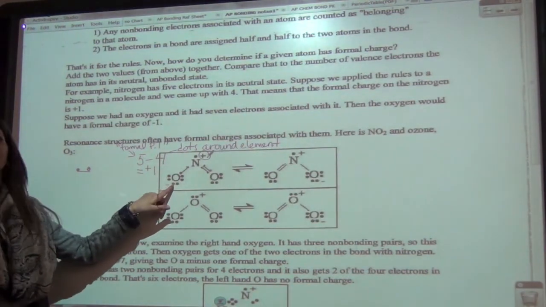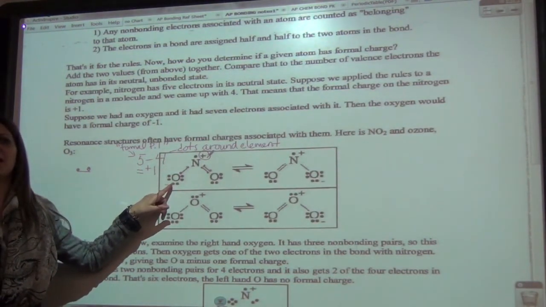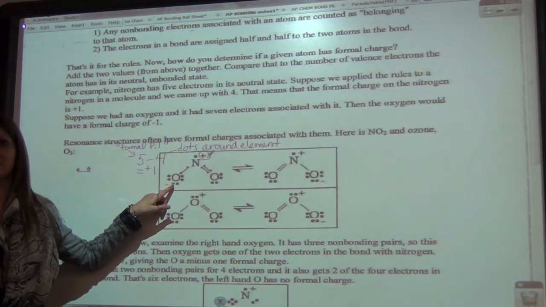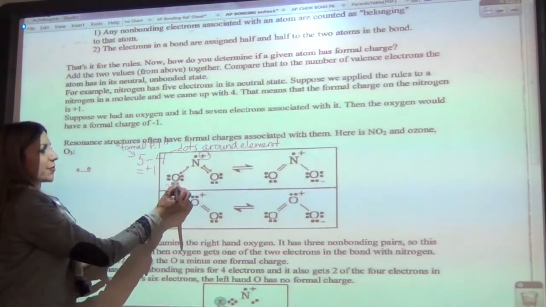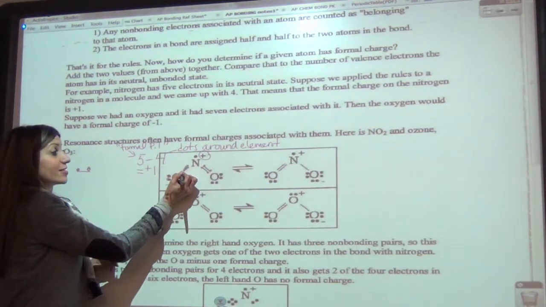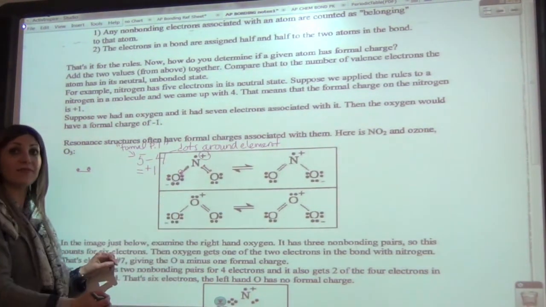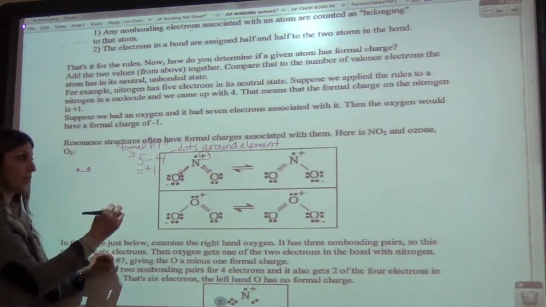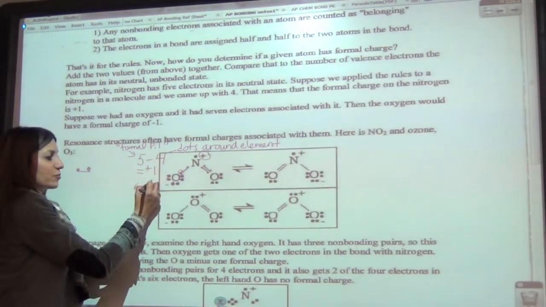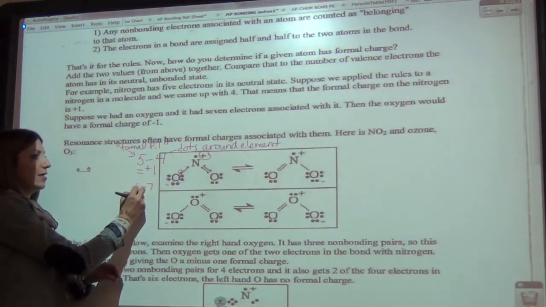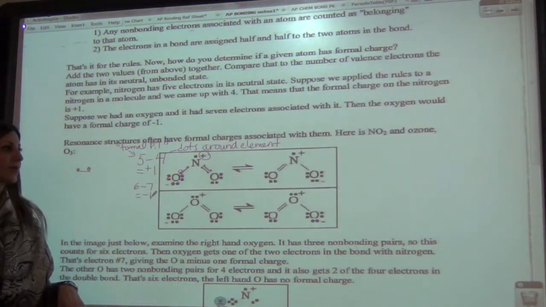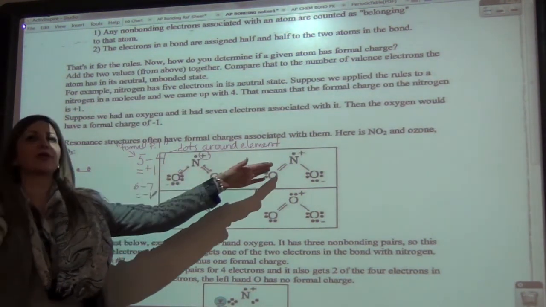Let's try the oxygen. Oxygen, formally, would have how many valence electrons? 6. So I'm going to count the dots. 1, 2, 3, 4, 5, 6. Oh no, there's one more, 7. So you're going to take the formal number, which is 6. You're going to subtract the number that it has around it here, which is 7, and what do you get? -1. Okay? And so that's basically how you're going to work this out.